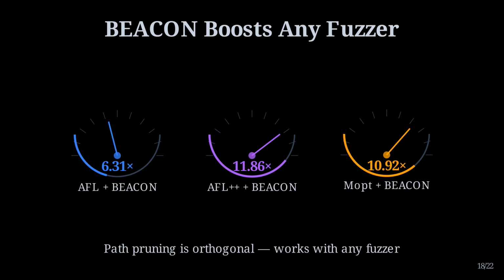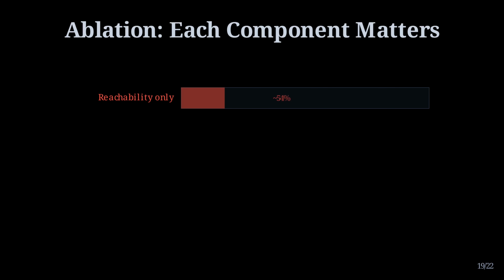AFL++ and Beacon hit 11.86 times speedup, and MOPT plus Beacon came in at 10.92 times speedup. These are coverage guided fuzzers that weren't designed for directed testing at all, yet adding Beacon's precondition filtering made them dramatically faster at reaching specific targets, which shows that Beacon is a genuinely independent axis of improvement.